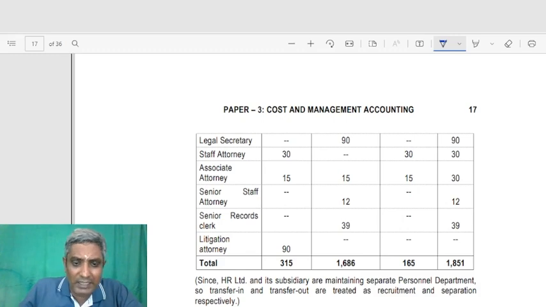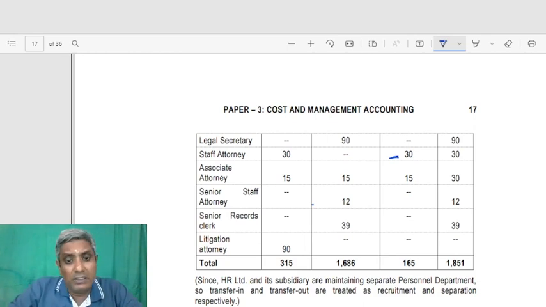Litigation, see at the beginning, at the end separated, because they have given it is transferred to subsidiary. Since HR Limited and its subsidiary are maintaining separate personnel accounts, transfer in and transfer out are treated as recruitment and separation. So at one place it is a recruitment, at another place it is a separation. So accordingly this is the table. If the above table is clear, this table will also be very easy to understand. Hope it is very easy. Clear, students? You can go through it. We have done a similar question. This is a previous RTP question only. So it is very easy to understand.